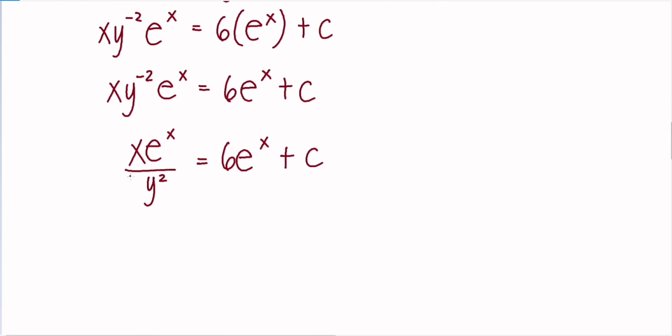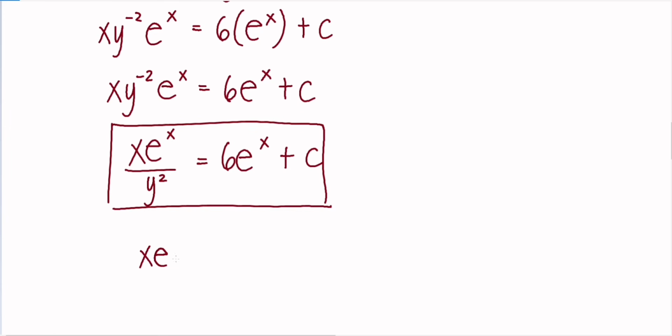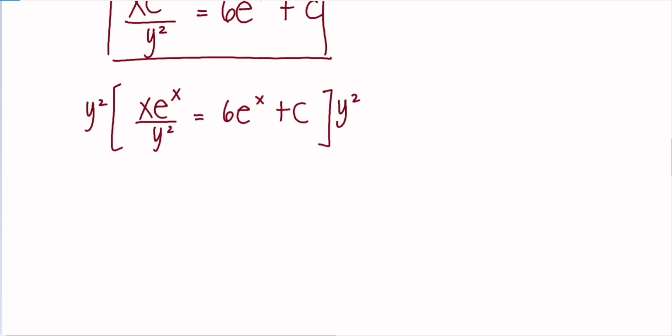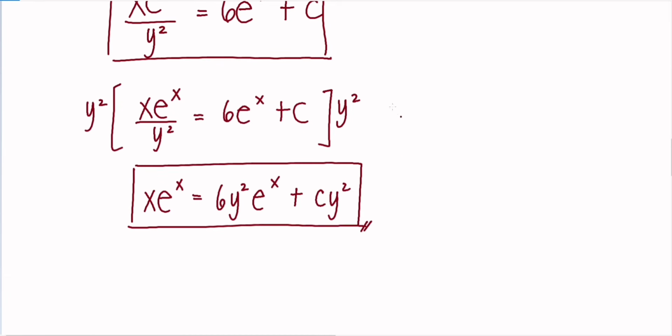Guys, if you want to simplify this further, like if you don't want a denominator, actually this is already acceptable. But if you want to simplify more, xe raised to x over y squared equals 6e raised to x plus c. Multiply by y squared if you are required to simplify further. Then y squared cancels, and what remains is xe raised to x equals 6e raised to x multiplied by y squared, which is 6y squared e raised to x, and then c times y squared is cy squared. Okay? Either one is fine, it depends on you. They are the same.